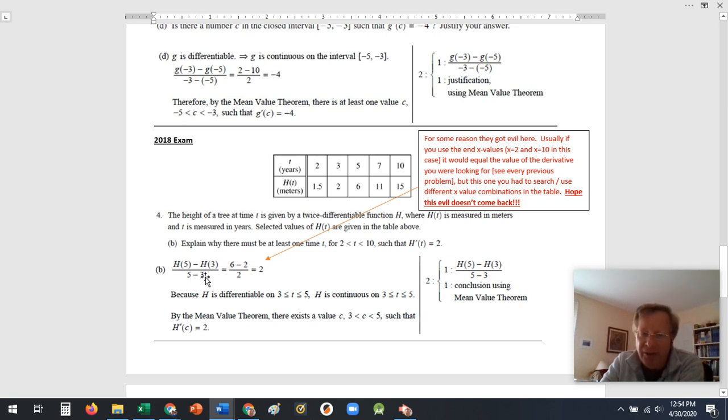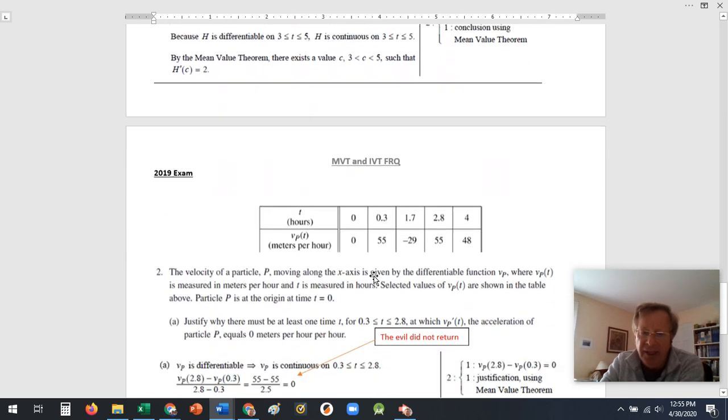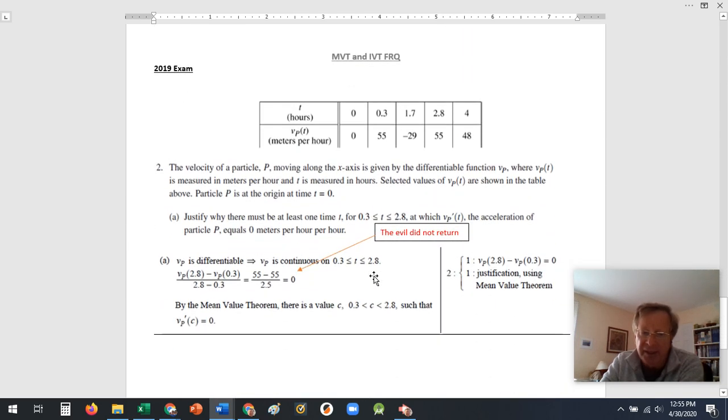That was pretty evil. So again, you're differentiable there, therefore continuous. You find somewhere where the slope of the secant equals the first derivative. So there's a value between 3 and 5 this time. So that was kind of evil. In 2019, they got back to kind of the standard. They asked for things between 0.3 and 2.8, and if you use those values, you found the slope of the secant equals the first derivative that they were looking for.